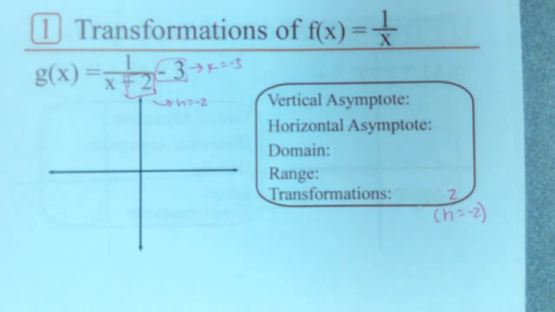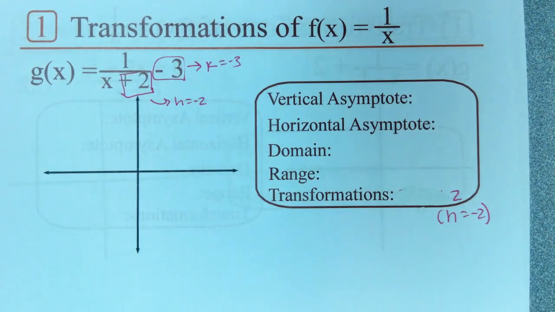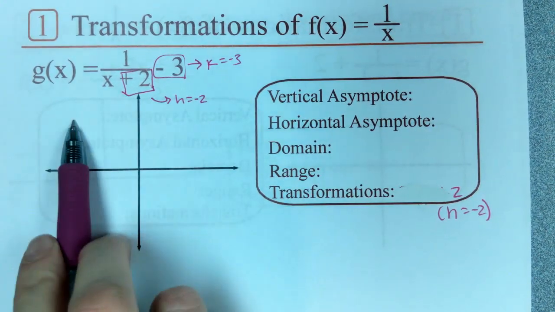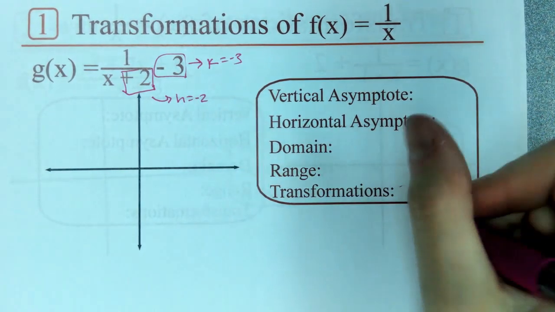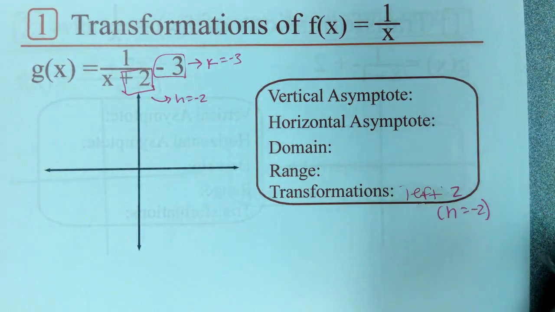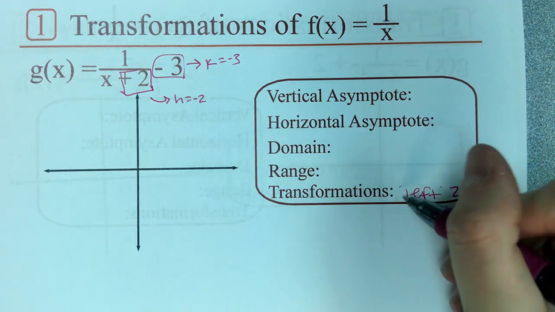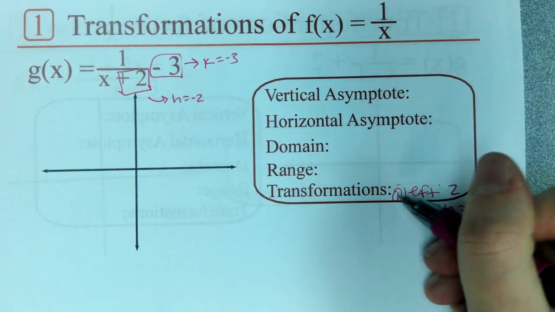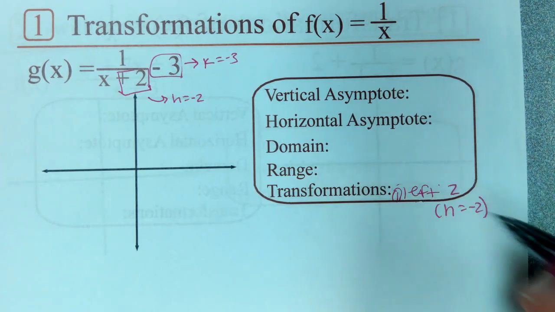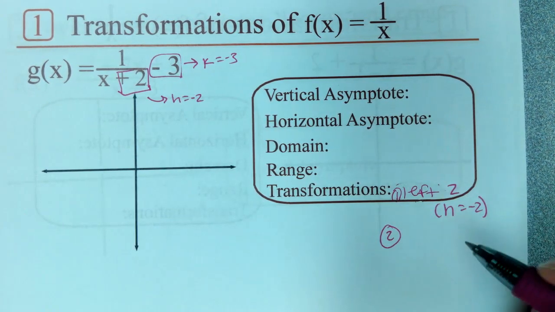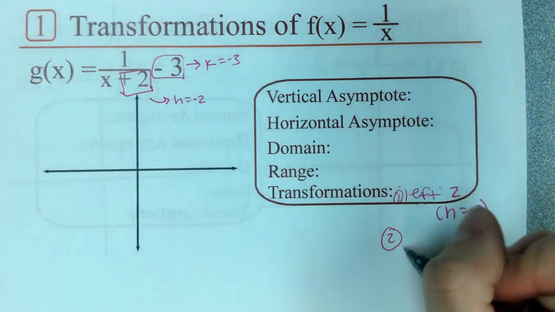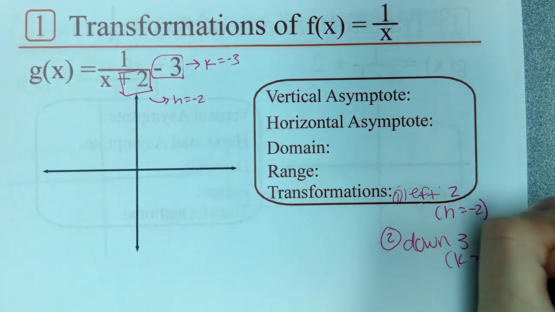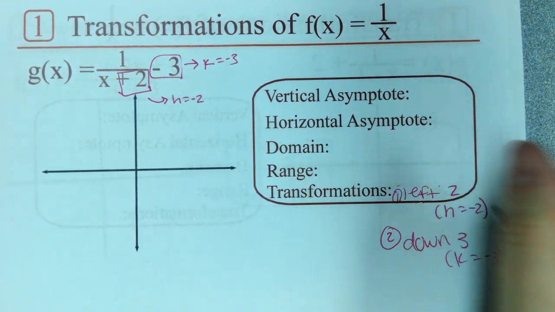So h is always your horizontal translation. So if we think about h switching to a negative, it's going to be in the left direction. So left 2 is one of our transformations. And I wrote in parentheses that that was because h was negative 2. Alright, so now our second transformation is down 3. And that's because k is negative 3, just kind of showing you why I know these values and what values they're coming from.